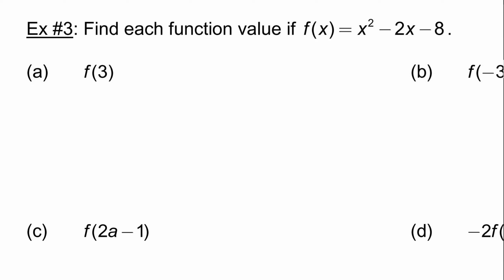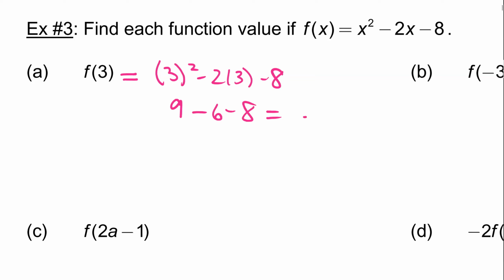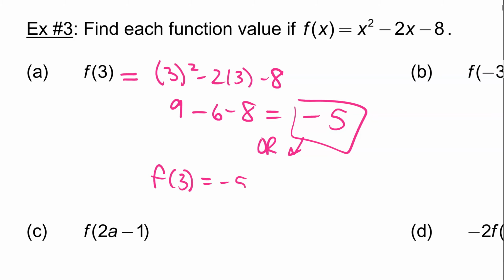Plug in 3 for x. Yep, I knew what you meant. I got you. So this one should be nice and easy, these should be the easy points on your quiz. 3 squared minus 2 times 3 minus 8. 9 minus 6 minus 8. Negative 5. So you can either say negative 5, or you can say f of 3 equals negative 5.